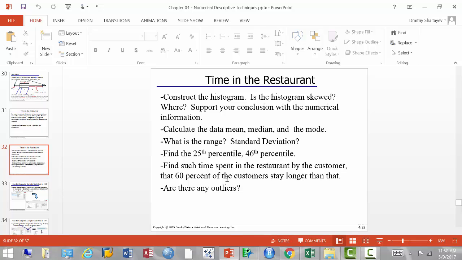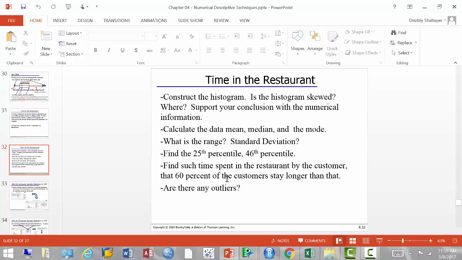So, what percentage should be on the left? Less than that value. 40%. So therefore, by definition of the percentile, that would be percentile number 40. It separates 40% of data below that from 60% of data above that, okay?